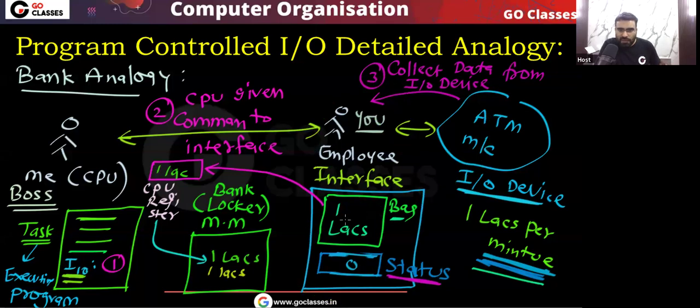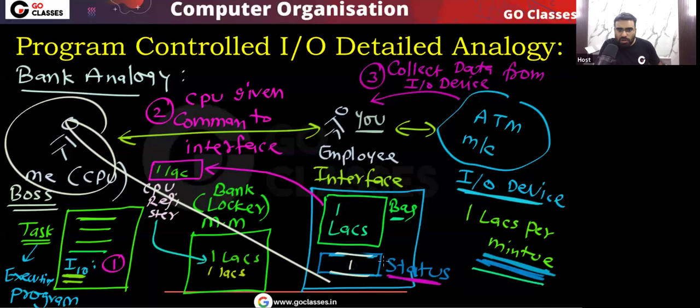Now, while the interface is getting the 1 lakh rupees, during this 1 minute, remember, the CPU is continuously checking, is the data ready? Is the data ready? But the data is not ready, so the CPU is continuously checking. Now, after 1 minute, the data will be ready, so this interface, this employee, will make this bit 1. Now the CPU is checking, is the data ready?